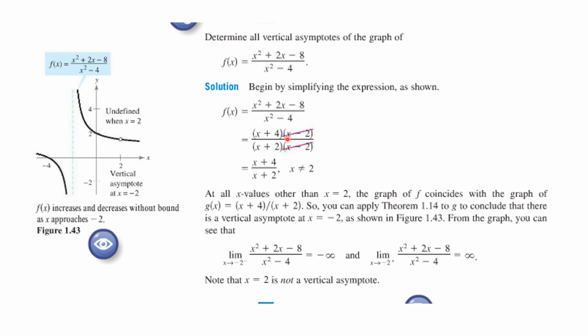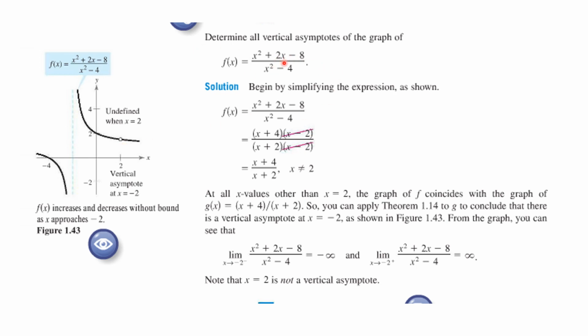Well, here if we factor the numerator and denominator, we cancel out this common factor. So that means that this is equal to this whenever x is not equal to 2. And 2 is not in the domain of this function. So you see the function is undefined when x is equal to 2. That's a hole. It is 0 over 0.